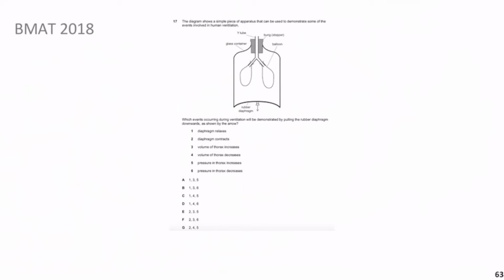Okay, guys, so let's look at this apparatus. This is clearly a long question because it's talking about ventilation. Let's link it to the equivalent of each part in the actual human body. The rubber diaphragm, they basically give you a clue in the name. This is going to represent the diaphragm.